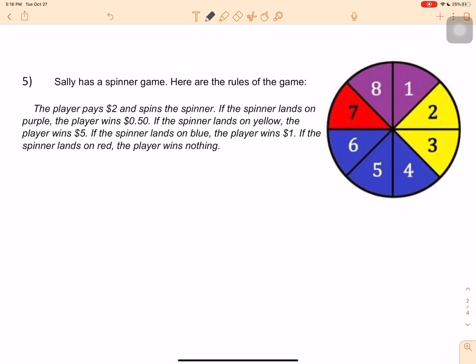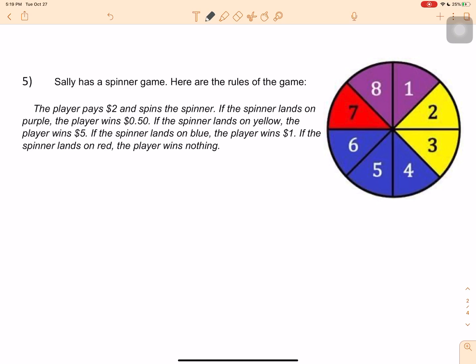Sally has a spinner game. Here are the rules of the game. The player pays $2 and spins the spinner. If the spinner lands on purple, the player wins 50 cents. If the spinner lands on yellow, the player wins $5.